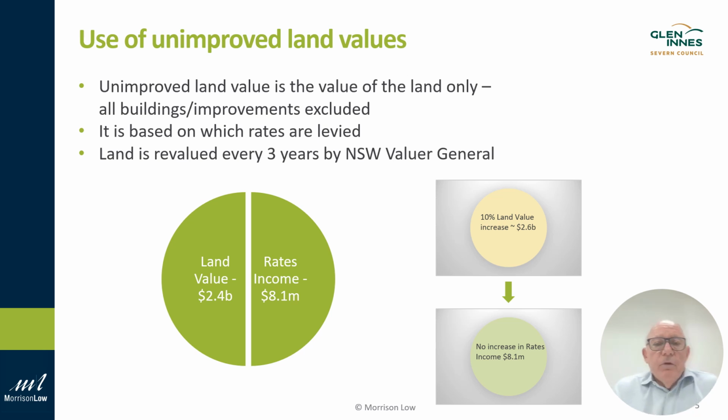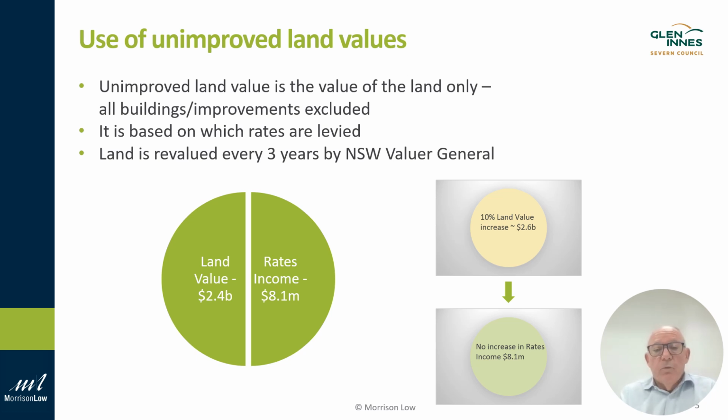So the unimproved land value is the land only component. If you've got a building or other improvements on the land, they're excluded from the valuation undertaken by the New South Wales Valuer General. Based on that land value, the rates are then calculated for each individual land allotment in the local government area. For Glen Innes, the total land value is around $2.4 billion and the total rates income is around $8.1 million.